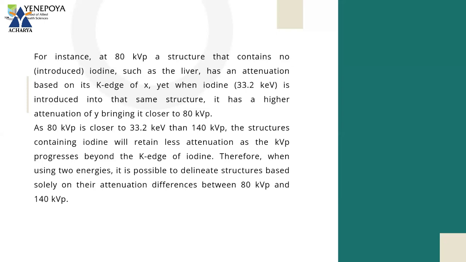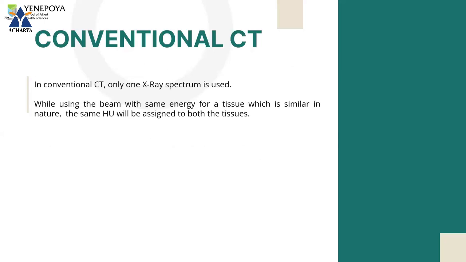So it becomes easy if, for example, the two structures, calcium and iodine, are together. If you are using a conventional CT, at times it becomes difficult to diagnose because the HU values given to those particles will be similar. But if you have 80 kVp and 140 kVp, where dual energies are used, it becomes very easy to differentiate the two structures. This is where spectral imaging will play a very important role.